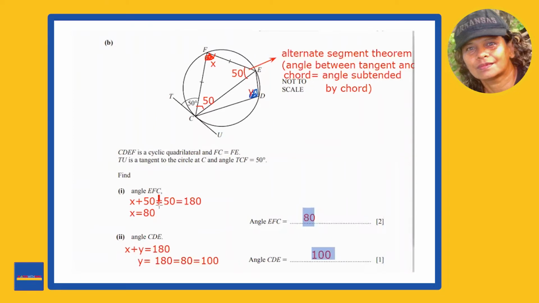Now the next one is angle CDE. If you look at this cyclic quadrilateral here, opposite angles of a cyclic quadrilateral add up to 180. So if this is y, x plus y is 180, y is equal to 100.